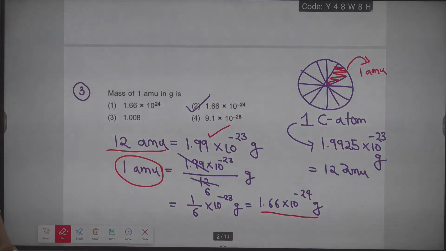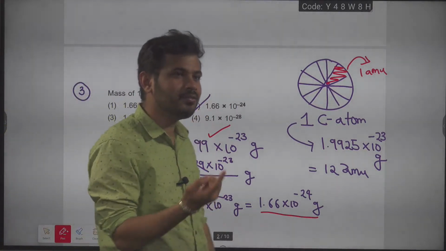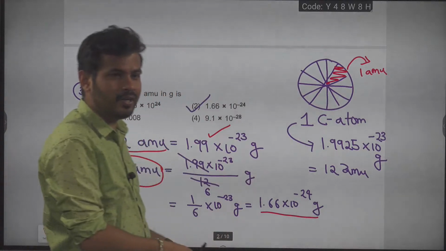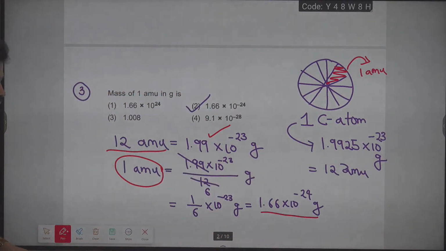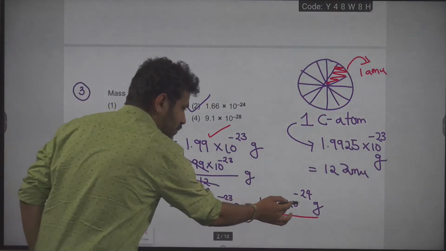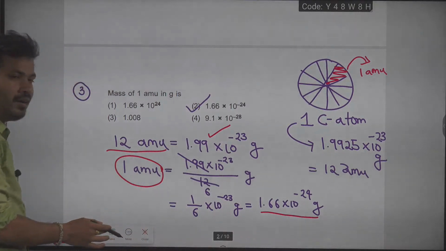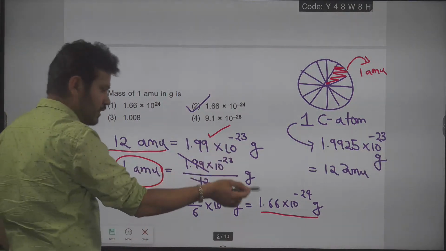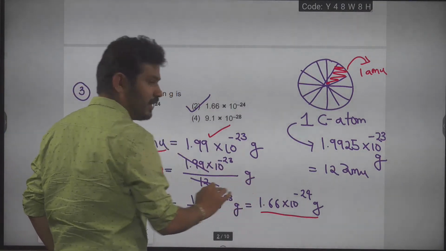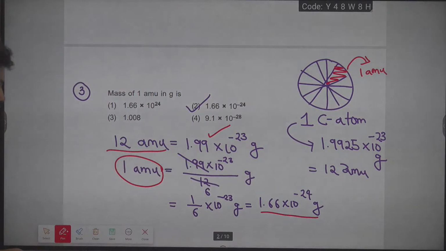Unitary method calculation. 2 pens are 10 rupees, 1 pen will be 5 rupees. That way we have calculated, right? Sir, it is an approximate answer. Yes, it is approximately 1.66 into 10 to the minus 24. We are taking it to 2 decimals. Not required to take 3 or 4 decimals. 1.66 you can use and you will get the exact answer to the question. Okay. Chalo, very good.